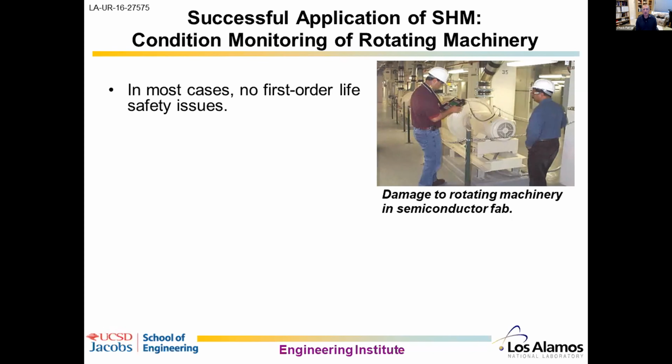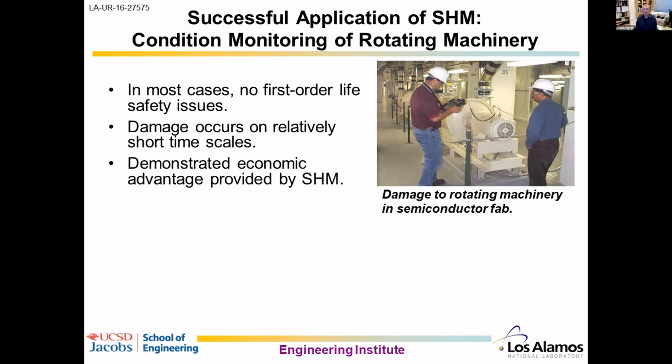In my opinion, first of all, in most cases, there's not a first order life safety issue that you have to worry about. Whereas if you're trying to implement this in aircraft and rely on it in an aircraft setting, certainly there would be a first order life safety issue. The damage often occurs on relatively short time scales. And coupled with that, it's somewhat straightforward to show an economic advantage provided by the structural health monitoring. You can make a business case, if you will. And the current inspection methods prior to these are not adequate.